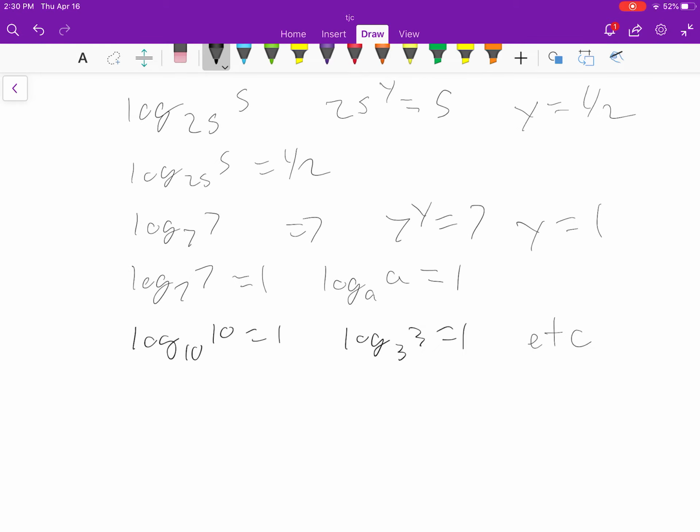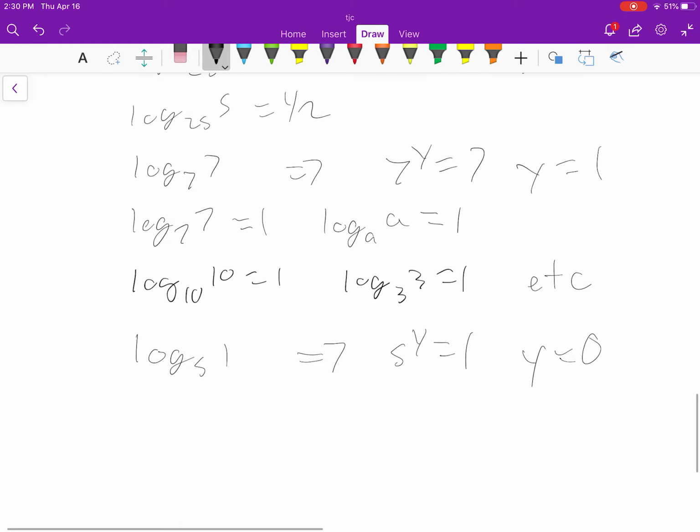Okay. What about another quick example? What about log base 5 of 1? Well, we're solving 5 to what power equals 1. Well, this is easy. This is going to equal 0. y equals 0, because anything to the 0th power equals 1. So this is another example that'll hold. Anytime you have log of 1 in any base, the answer is 0. That's for any base.